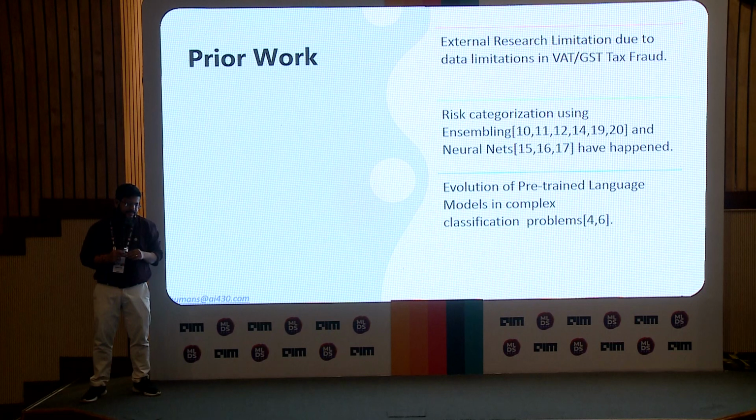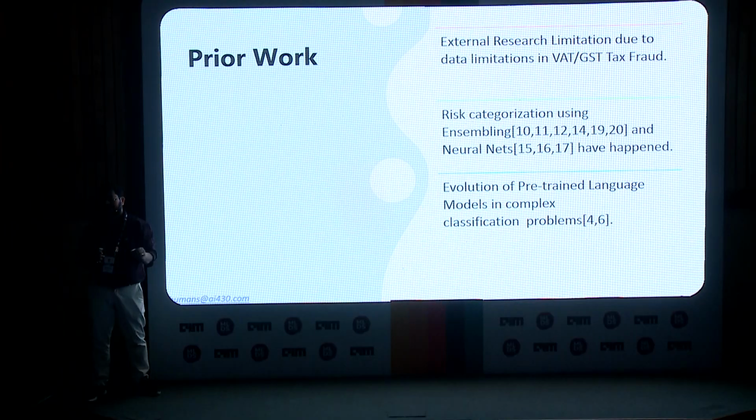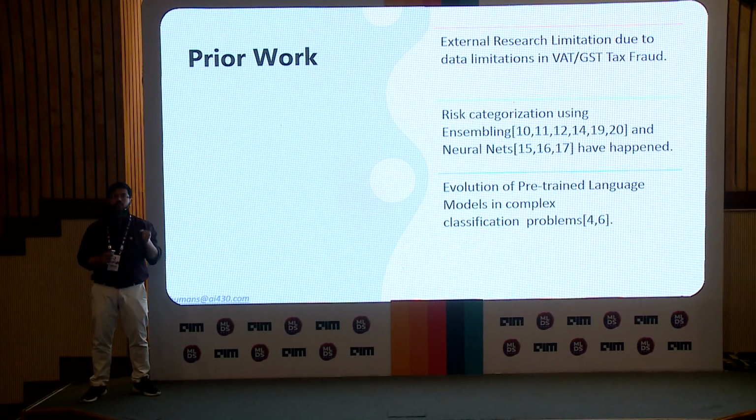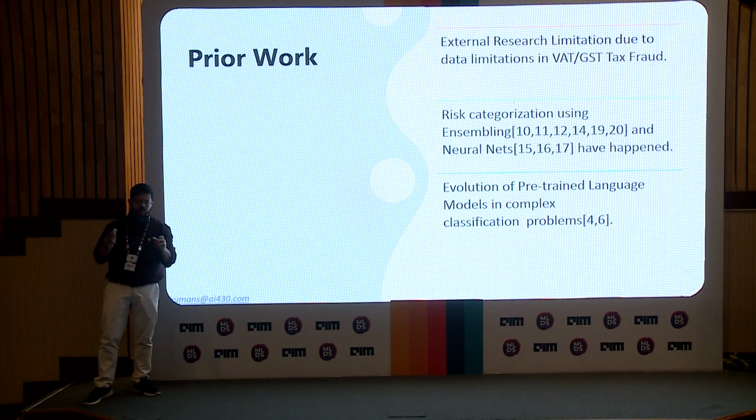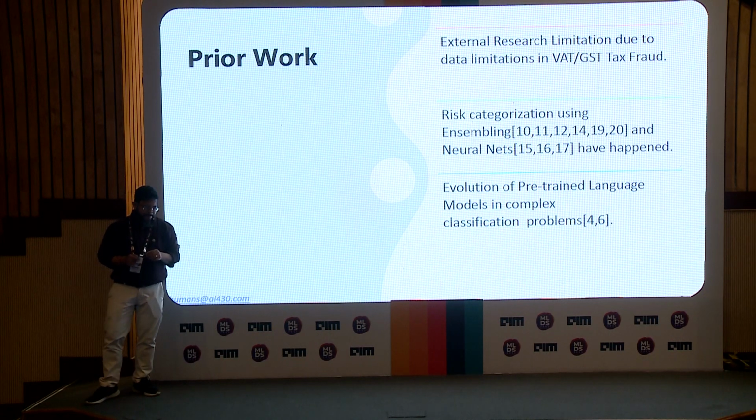The next part is risk categorization. What we really understood is that there's a lot of risk work which has happened in credit, in GRC, so we ensured that we have learnings from there. There we realized that a lot of work is happening in ensembling and the neural net side. There are references; if you have the research paper, you'll see those references. You can go and dive deeper into that.